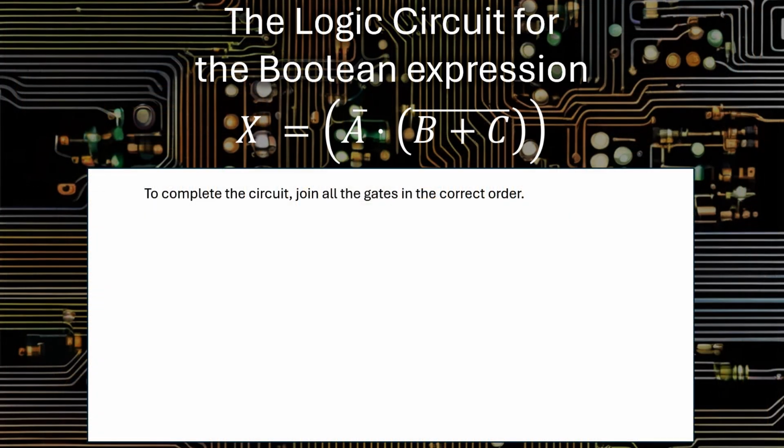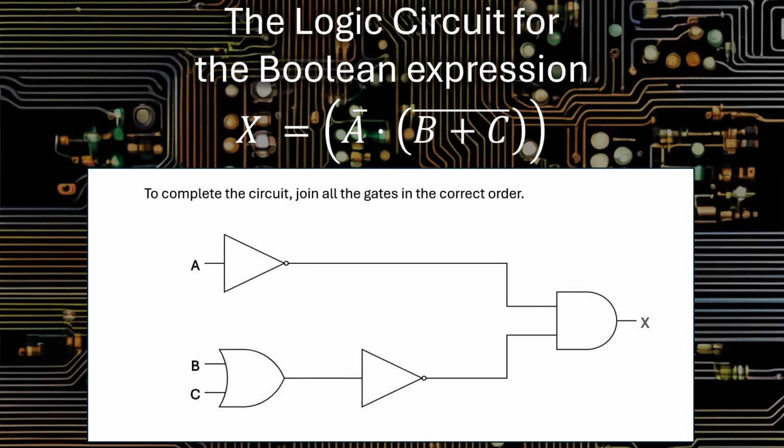To complete the circuit, join all the gates in the correct order. First, we pass the input A through the NOT gate to produce an output of NOT A. Then we pass the inputs B and C through the OR gate to produce the output B OR C. This output is then fed as input into another NOT gate to produce the output NOT (B OR C). Finally, we take this output, together with the NOT A output, and feed them as input into our final AND gate, resulting in the output NOT A AND NOT (B OR C), which completes our circuit.